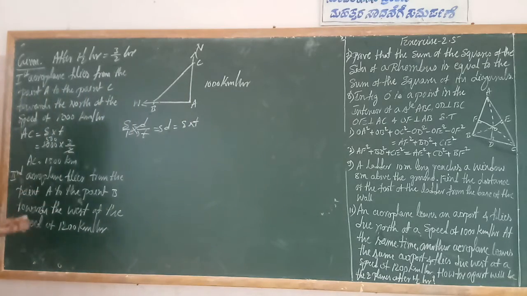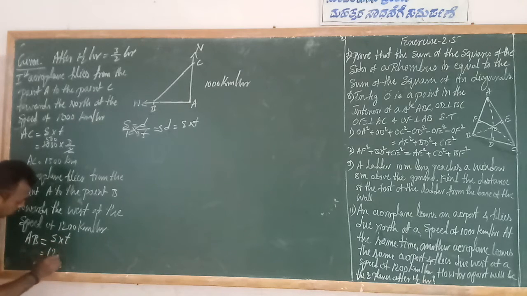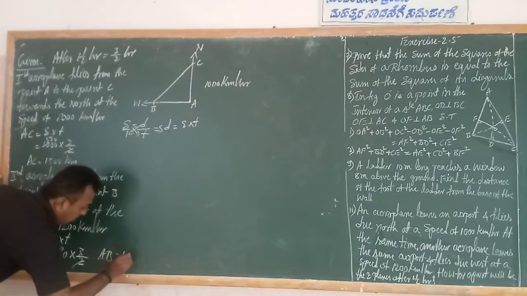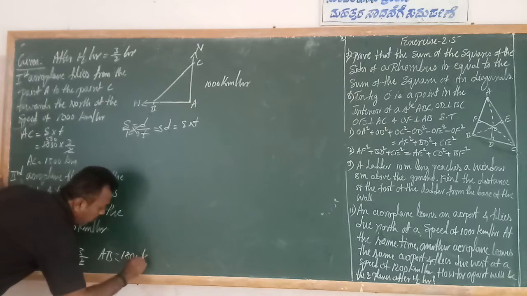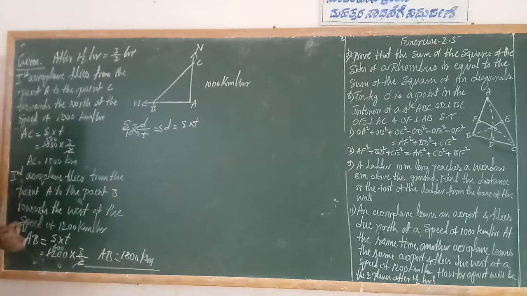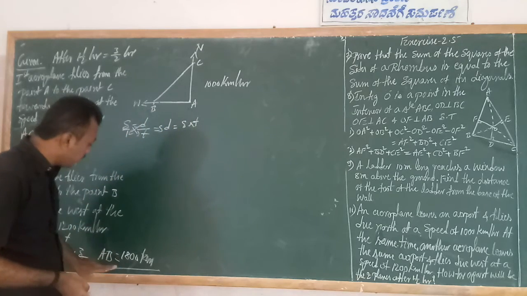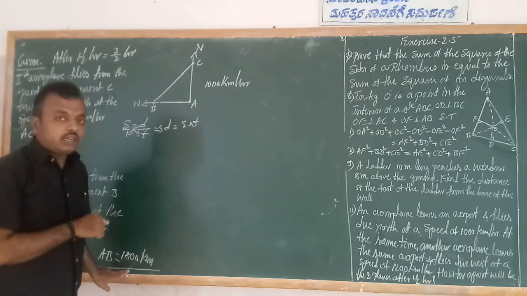So now after 1.5 hours, the second aeroplane flies from the point A to the point B. How much distance will it cover? That's why I will calculate AB. So AB is equal to the same, speed into time. The speed is 1200, into time 3 by 2. So 2 ones are 2, 2 sixes are 12, 600 into 3. Therefore AB is equal to 6 threes are 18, 1800 kilometers. So the second aeroplane covers the distance from the point A to the point B, 1800 kilometers after 1.5 hours.